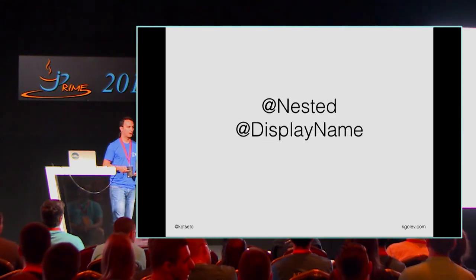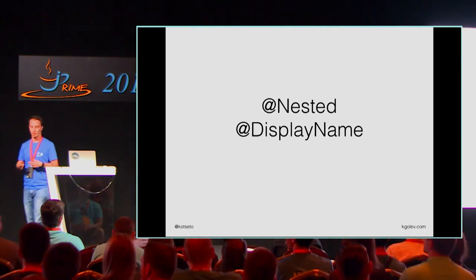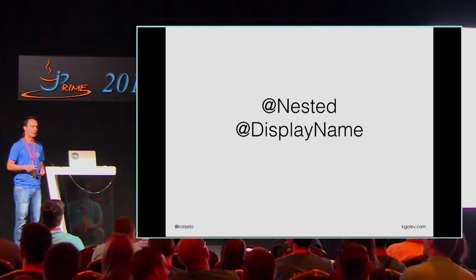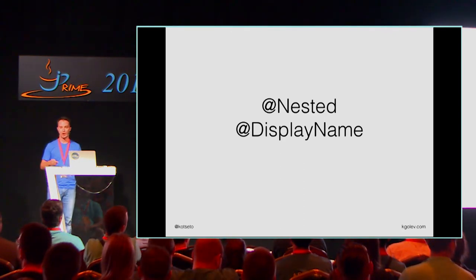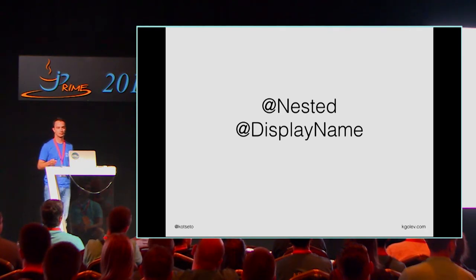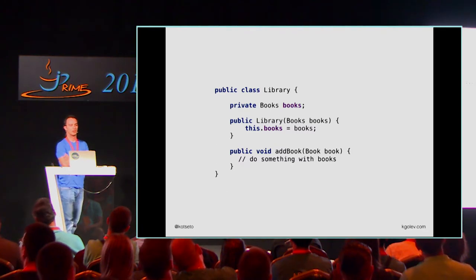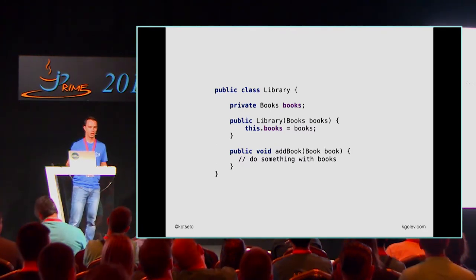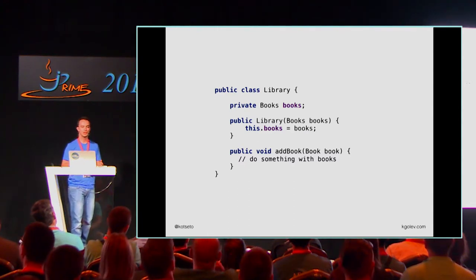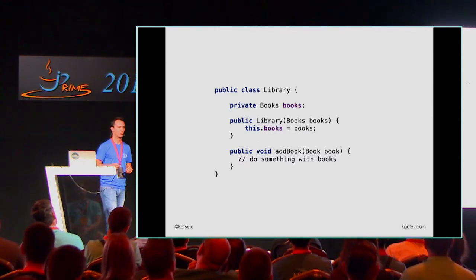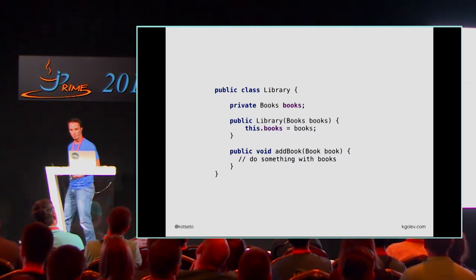So my absolutely favorite new feature, maybe two features because they play well together, are nested and display name. So these are two annotations that you can use, but let's see why we need those two first. If you have this simple class, it's a library. So think about a physical library, not a software library. It has books in it. And there is a method called addBook. So you pass a book, and it will do something with it.